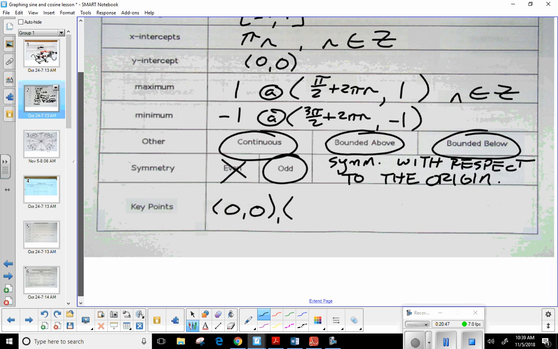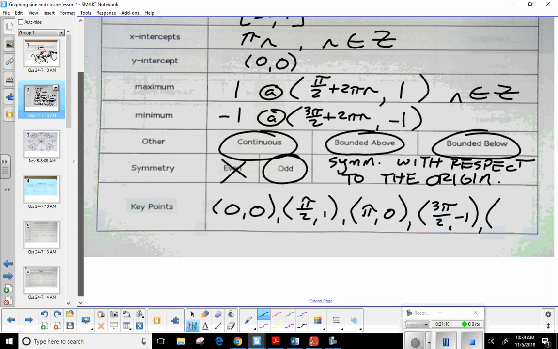What was the location of our first maximum? Remember, it was pi over 2, 1. Then our next 0. Then pi, 0. And then minimum. 3 pi over 2, negative 1. And we finish the cycle, get back around to 0. 2 pi.